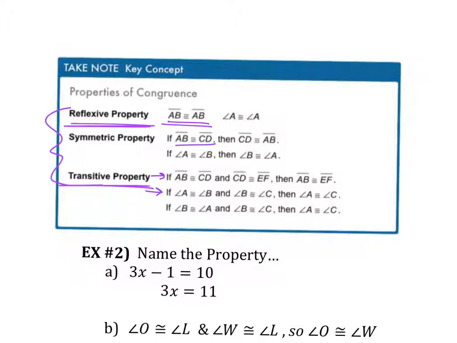Anyone know which other property you could use in this setup? What could you say that property is? It's one of the ones we talked about. You could call it substitution, right? Because we're taking something out and we're putting something of equal value in. So substitution and transitive property are kind of interchangeable a lot of the time. Just know if I say substitution, you might be able to say transitive, or if I say transitive, you might be able to say substitution. It just depends on the problem.